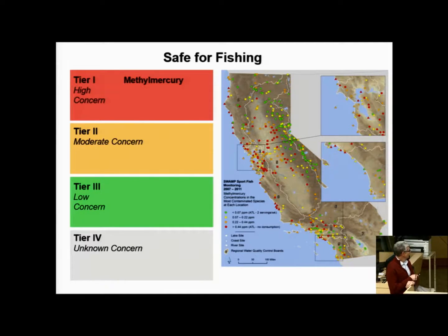The good news is in higher elevation, colder water lakes that are dominated by trout, we typically see low concentrations.